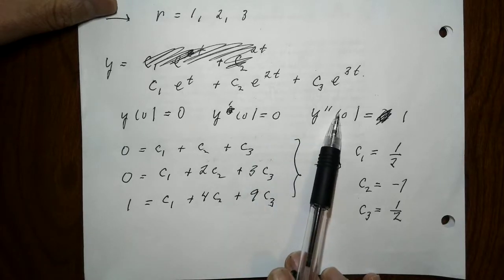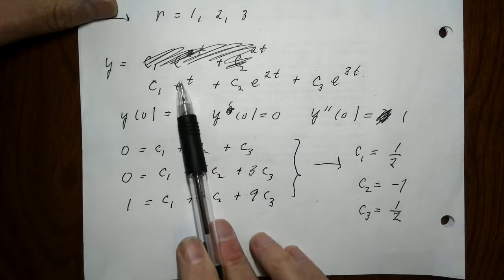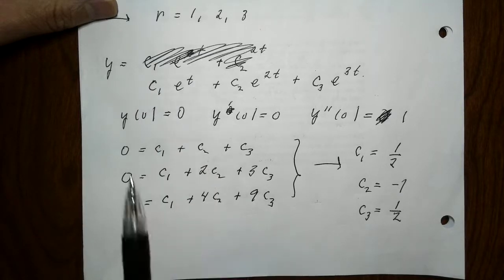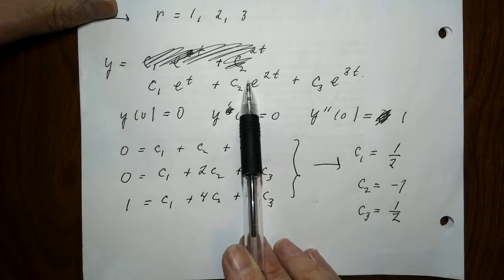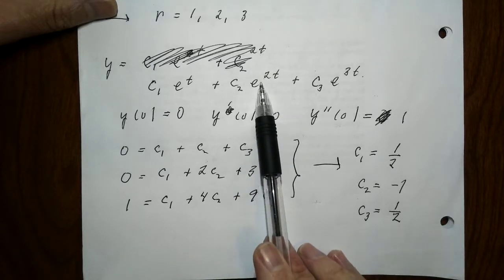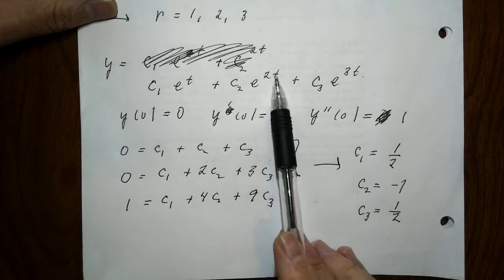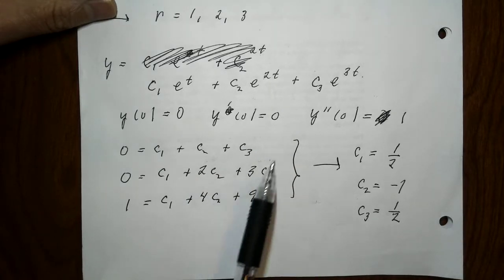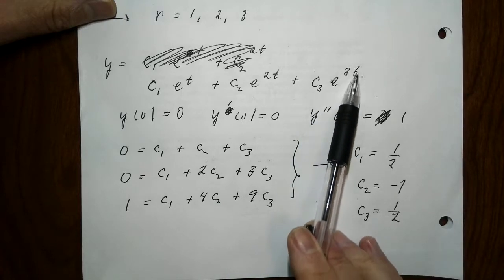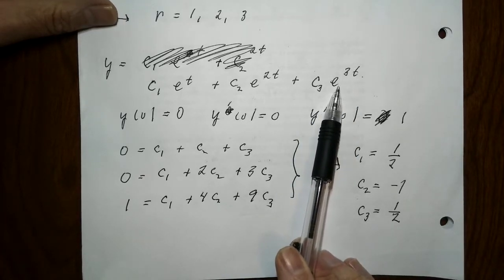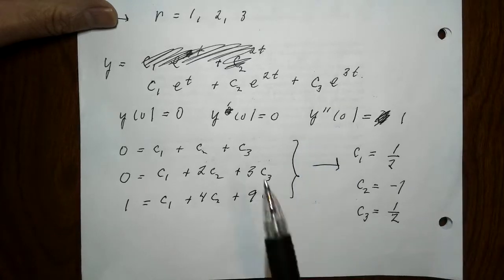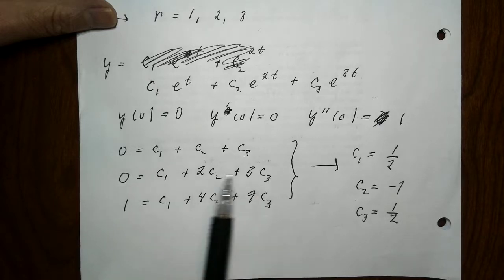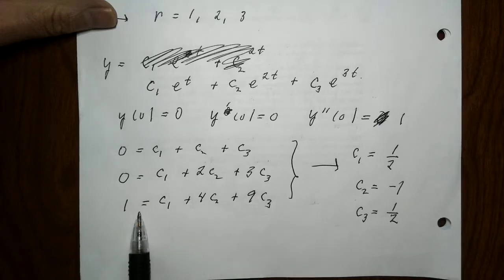Now we need to take the second derivative. Again, the second derivative of e^t would be e^t, so if I plug 0 in there, I'd just get c1. If I took the second derivative of e^(2t), I'd have 4e^(2t). Plugging in 0 would give me 4c2. And similarly, the second derivative of e^(3t) would be 9e^(3t), plug 0 in, and you get 9c3. Now we want y(0) to be 0, y'(0) to be 0, y''(0) to be 1.